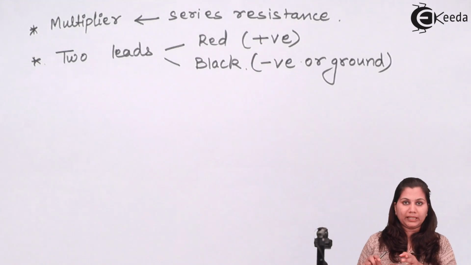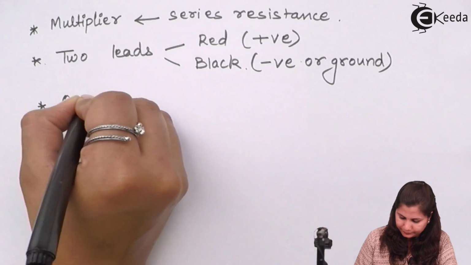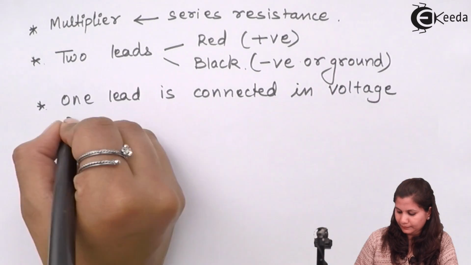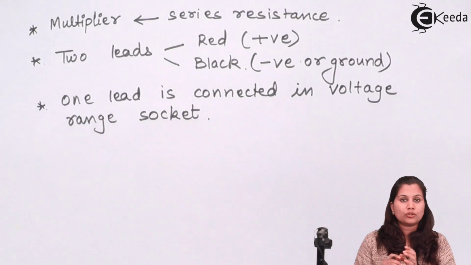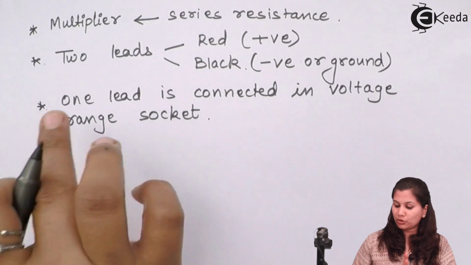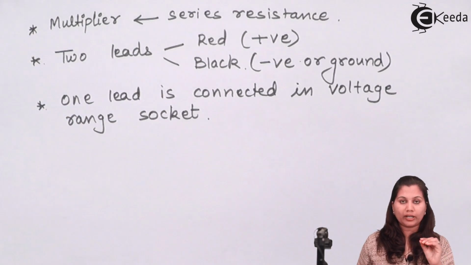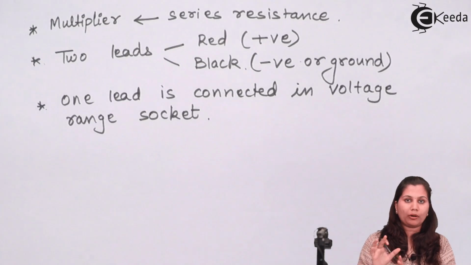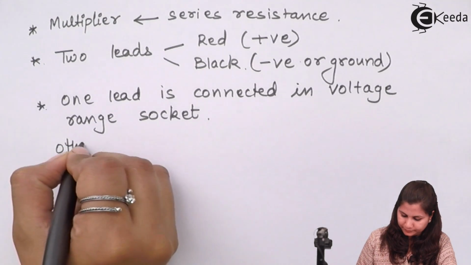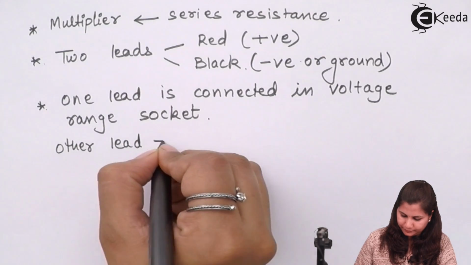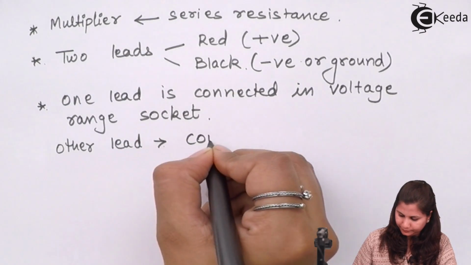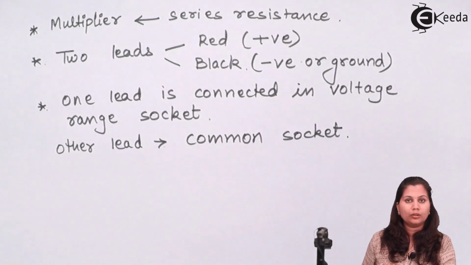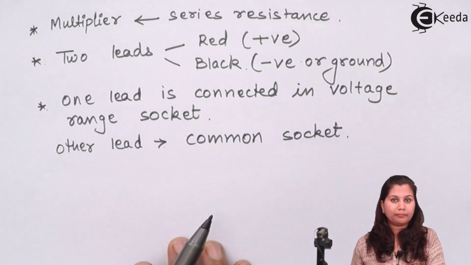So one lead is to be connected. Because we are doing the DC voltage measurement, one lead is to be connected with the voltage socket, and the other lead, which is the black for negative and ground, will be connected with the common point. Okay, so this is for the DC voltage measurements.